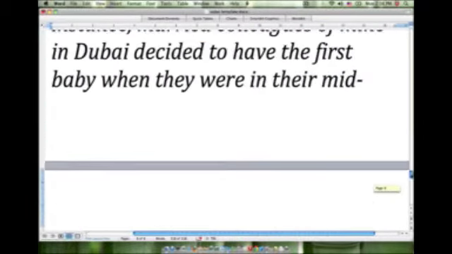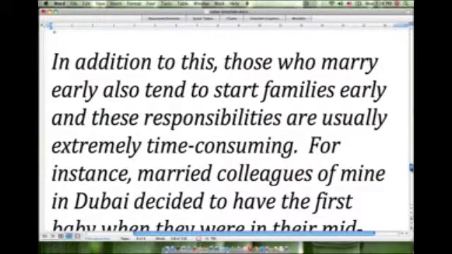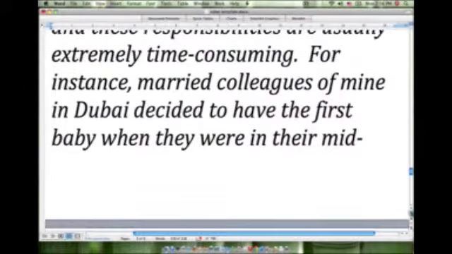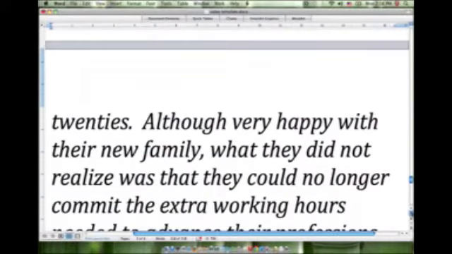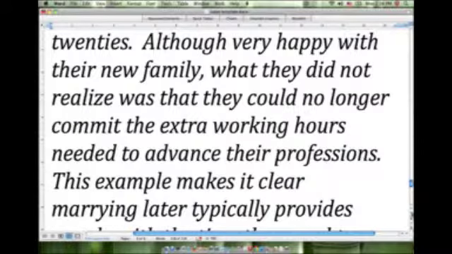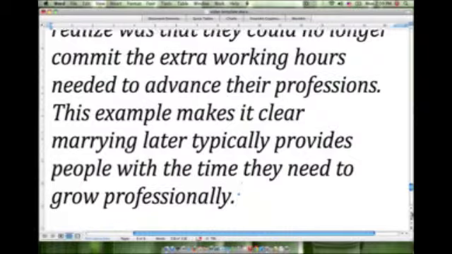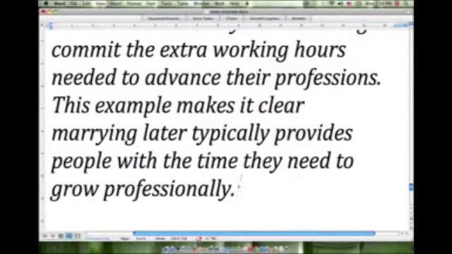So let's go back to the beginning of this paragraph. In addition to this, those who marry early also tend to start families early, and these responsibilities are usually extremely time-consuming. For instance, married colleagues of mine in Dubai decided to have their first baby when they were in their mid-20s. Although very happy with their new family, what they did not realize was that they could no longer commit the extra working hours needed to advance their professions. This example makes it clear marrying later typically provides people with the time they need to grow professionally.